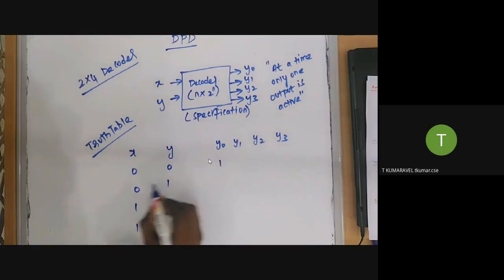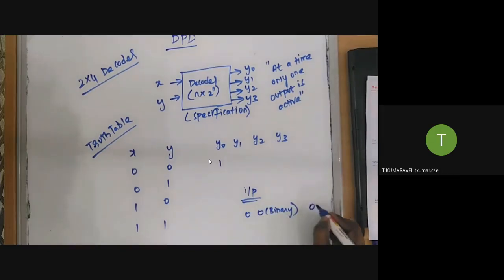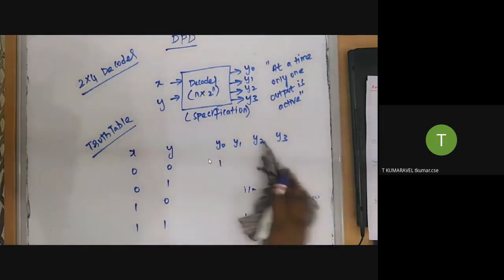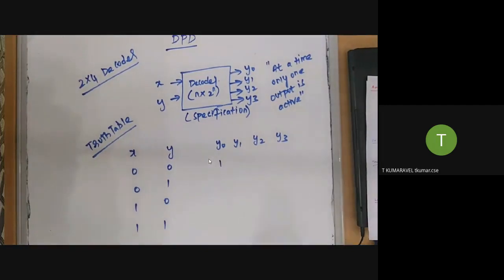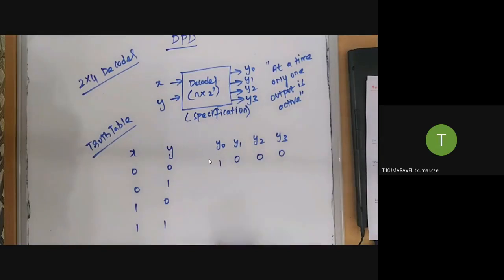So now, I'm a user. I'm going to provide input as 0, 0. This is a binary representation. What is the respective decimal representation? The decimal representation is 0. Am I correct? So the meaning is the output line y0 is enabled. The rest of the outputs are disabled. That is the meaning. The enable we denote as 1. The rest of the cases we put 0.